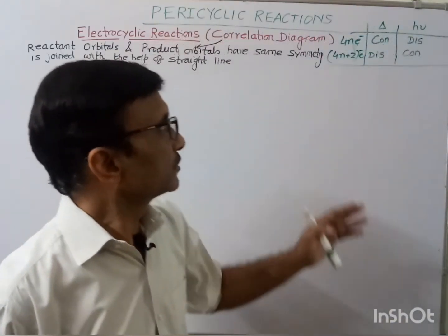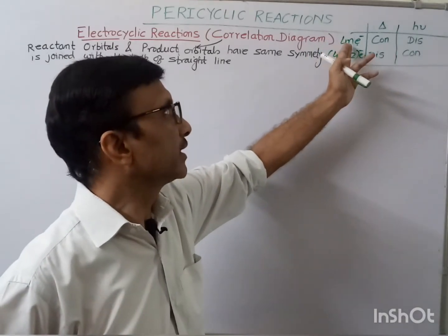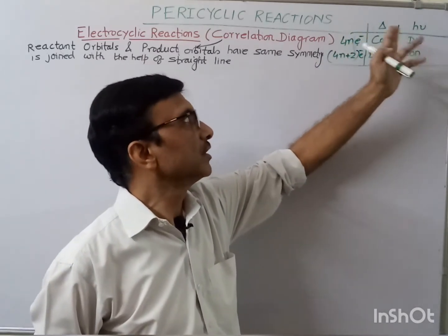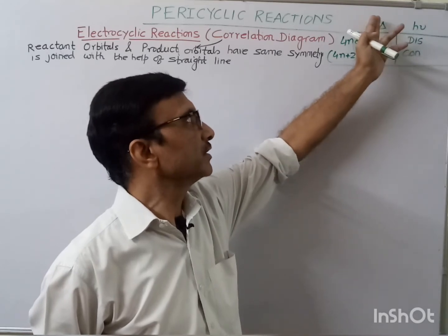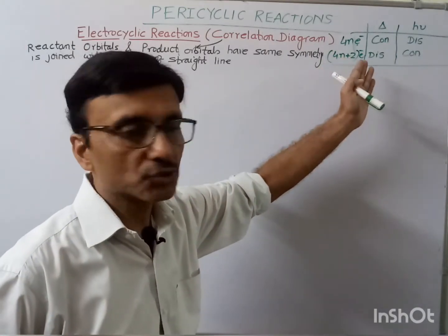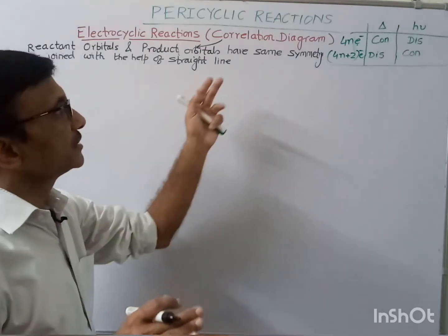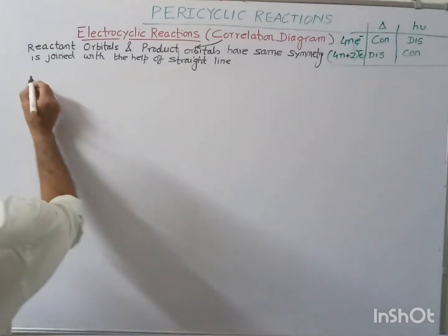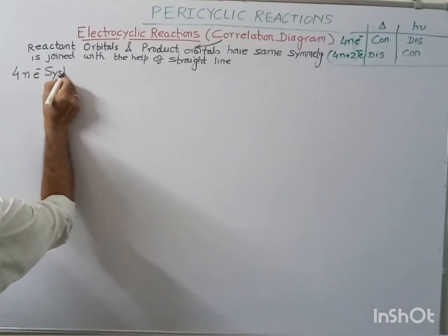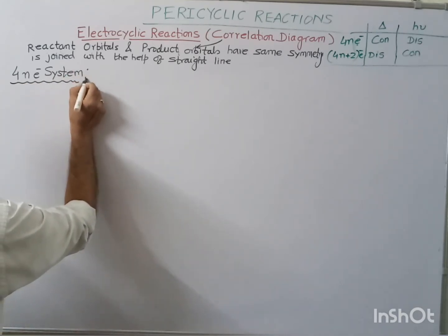So there are two types of systems, one is the 4n electron system and the other is the 4n plus 2 electron system. In the 4n electron system, the orbital may undergo conrotation or disrotation. Conrotation will occur under the thermal condition, disrotation will occur under the photochemical condition, and similarly for the 4n plus 2 electron system. First of all, we will analyze the 4n electron system.